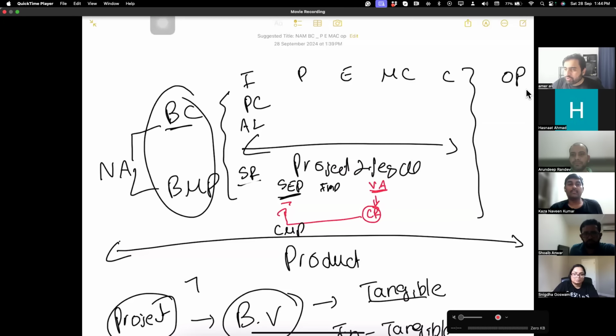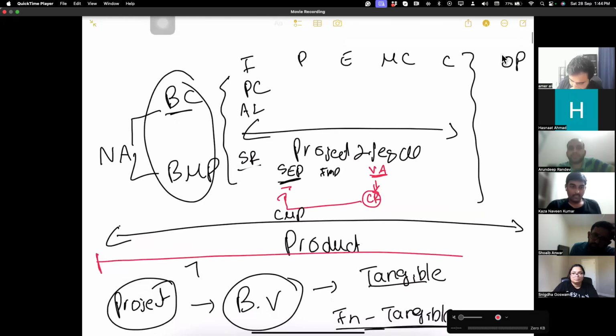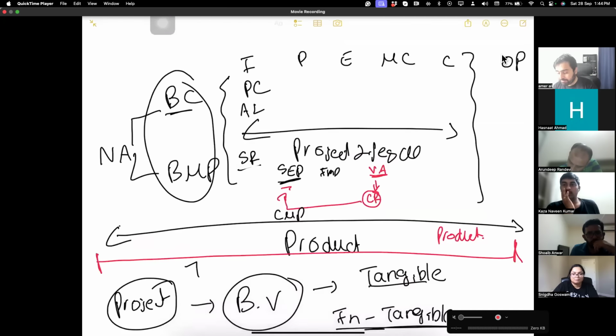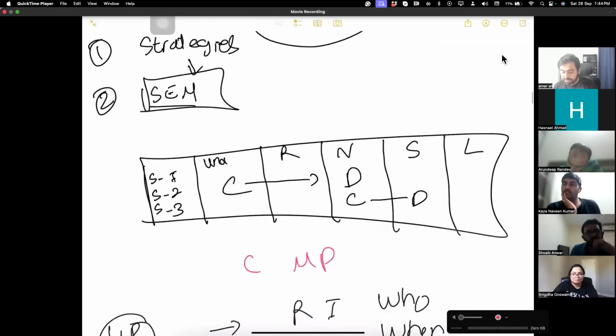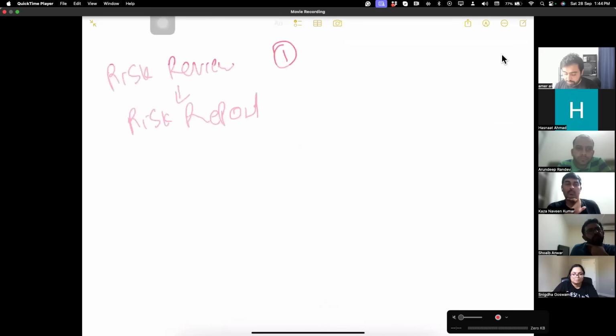I'm going to go scope, schedule, cost. So you see, we already discussed this. This is called the product life cycle. What I'm going to do is collect the product requirements, and then using the plan, I'm going to separate it.